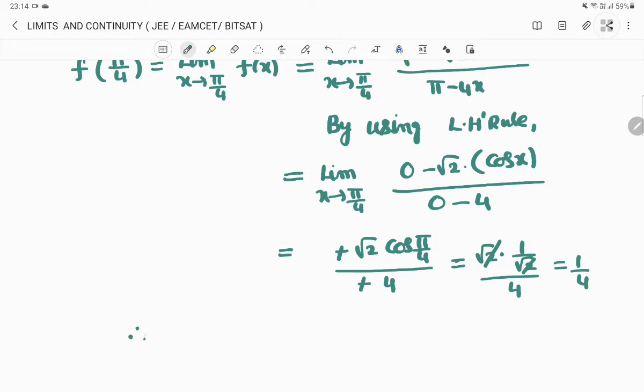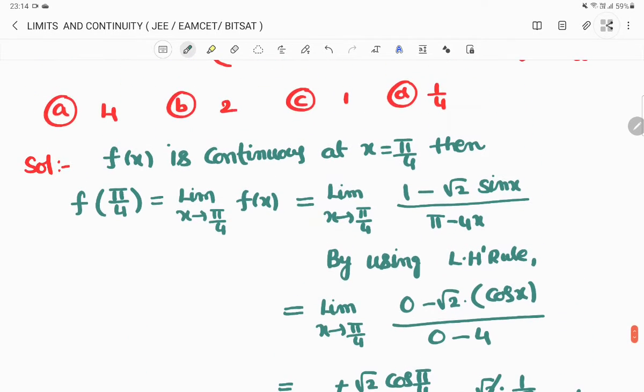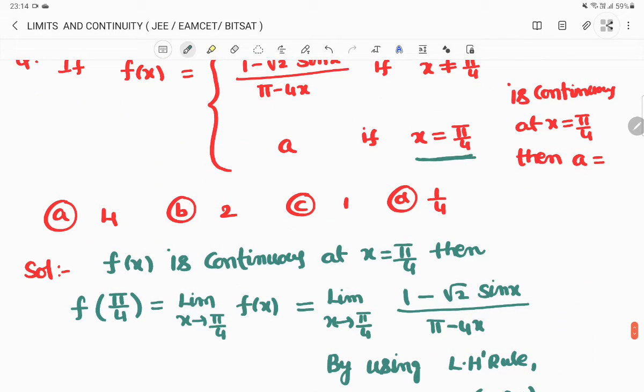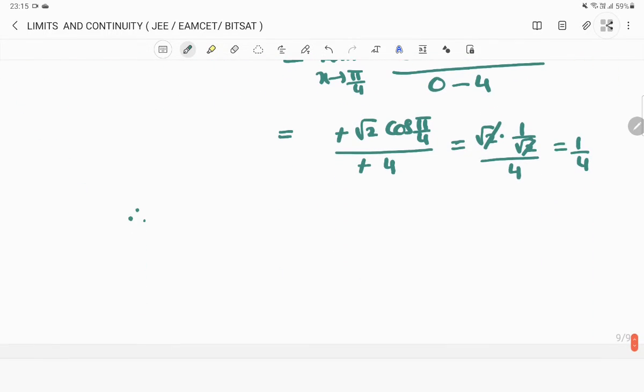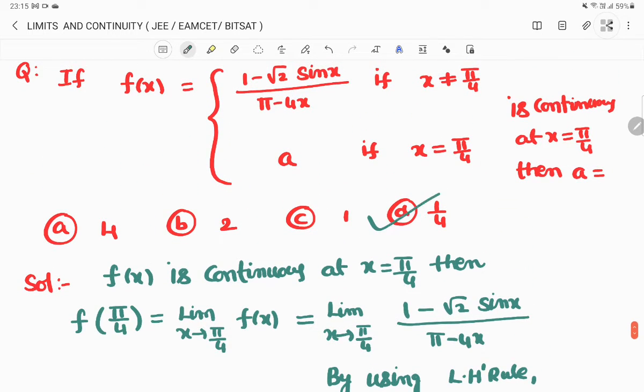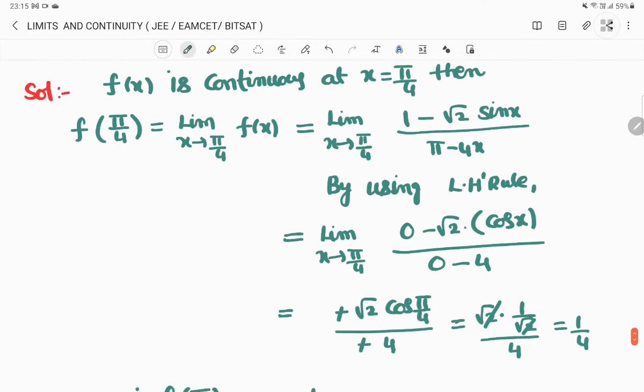So they are asking the value of f of pi by 4. When x is equal to pi by 4, the function value is equal to a. Therefore f of pi by 4, which is equal to a, is equal to 1 by 4. So 1 by 4 is the fourth option. We will move to another question.